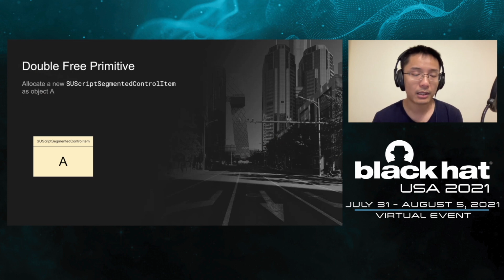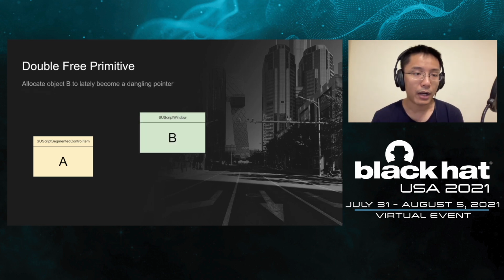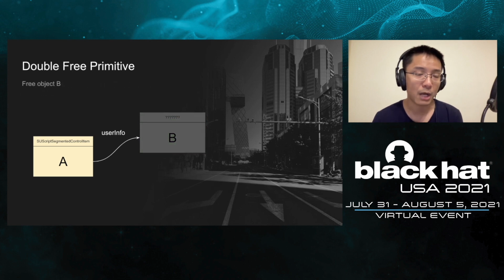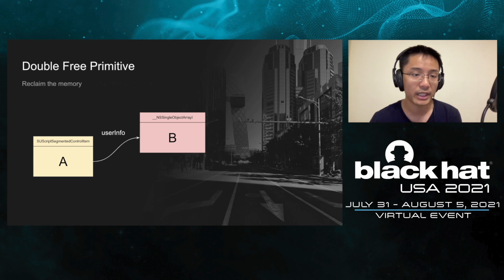Now, the steps are like this. We allocate a new item as an object A. Now, allocate new object B to later become a dangling pointer. Here we chose SUScript window. Now we assign the object B to the user info property before triggering the UAF. Now we can free object B and reclaim it with a fake NS array.